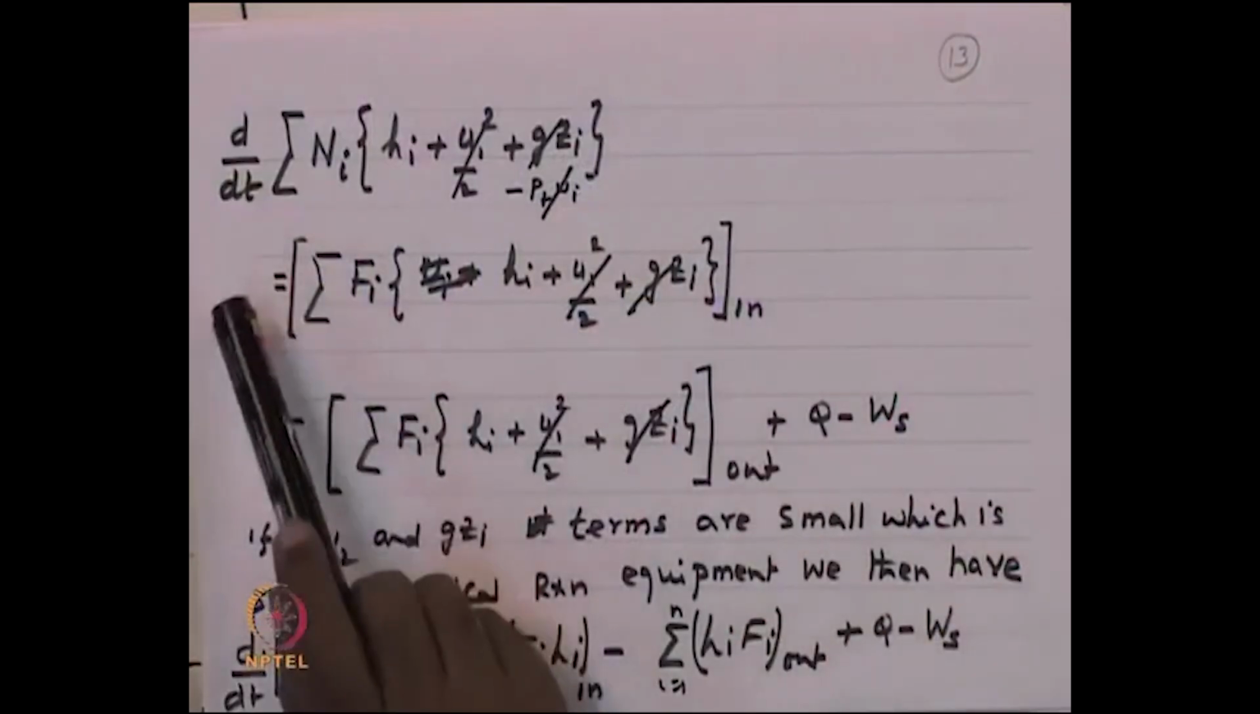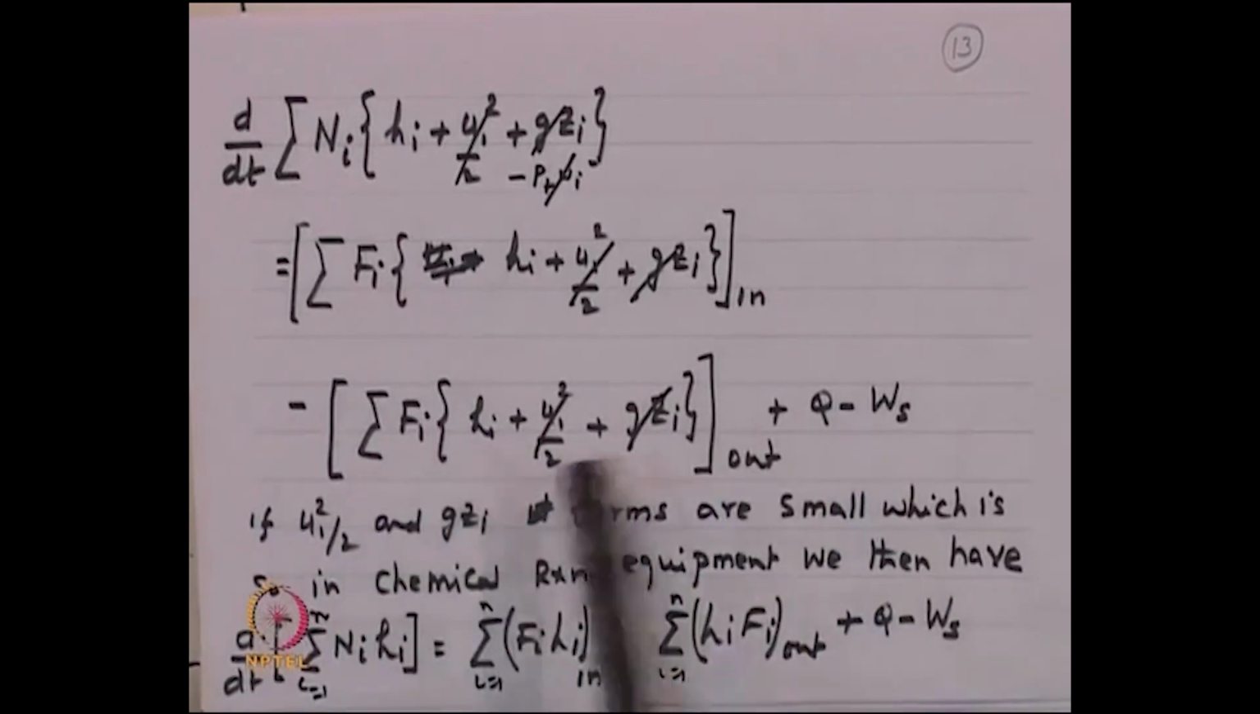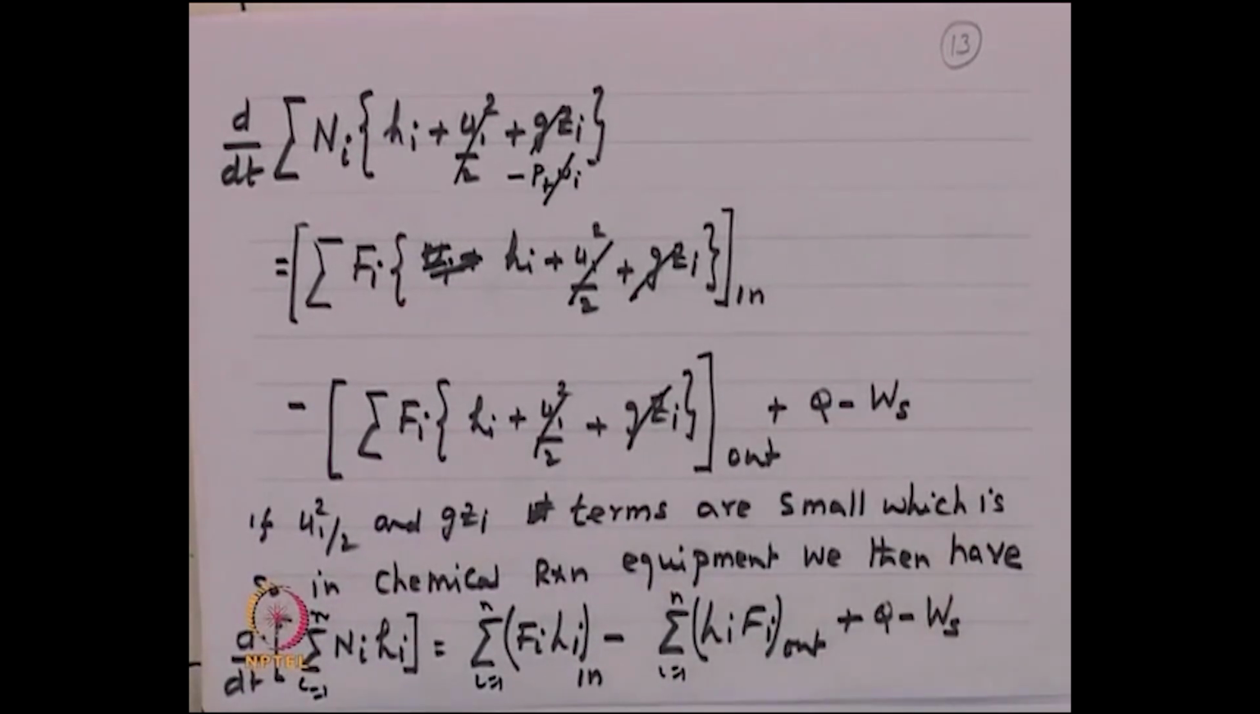You have d/dt of N_i H_i, and then you have F_i H_i in, F_i H_i out plus Q minus W_s. So, this is something we could have written even without having to go through all this, something that we know for a long time. But the point of writing this is to draw your attention to two important features.